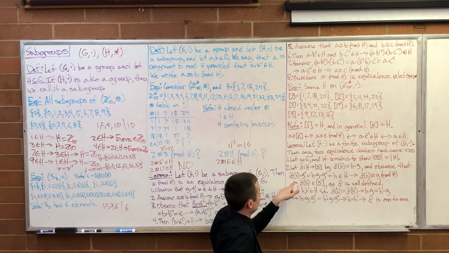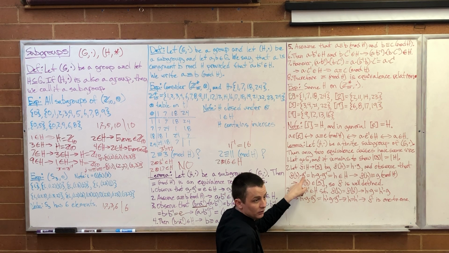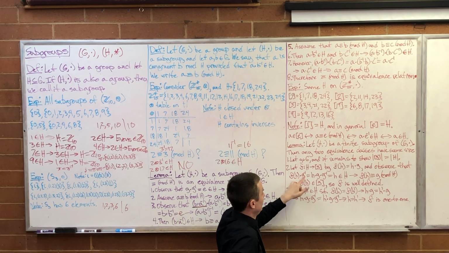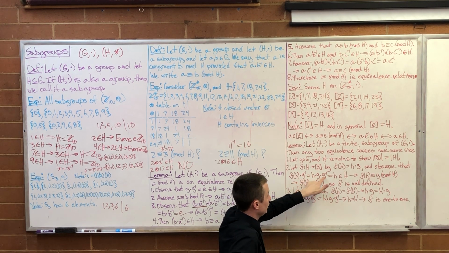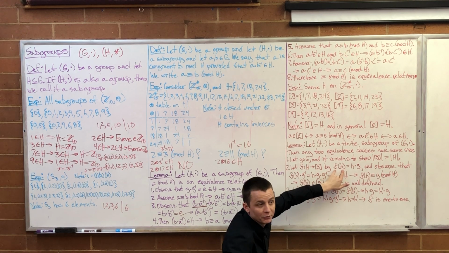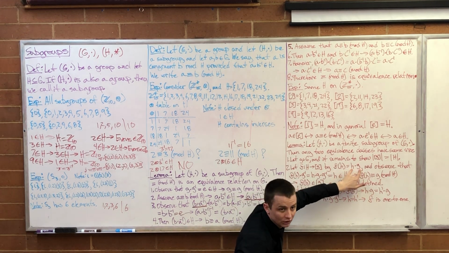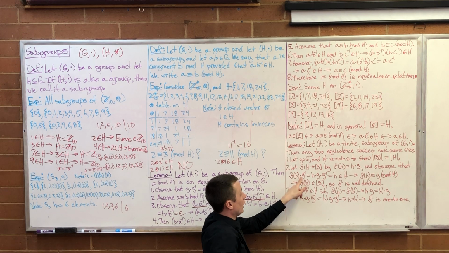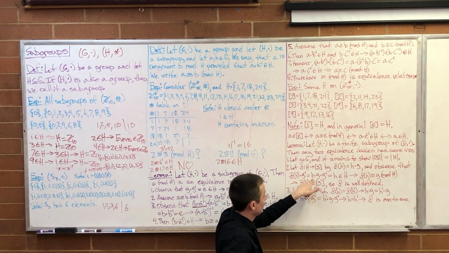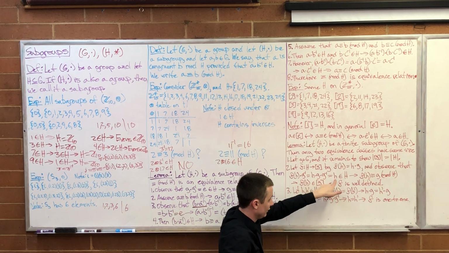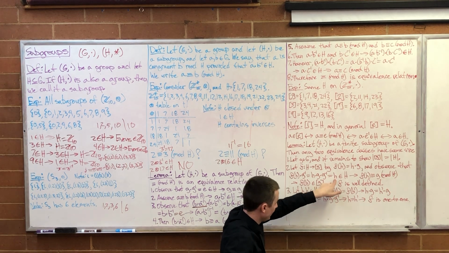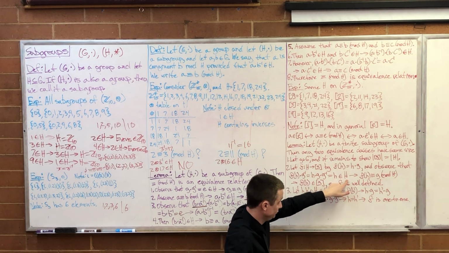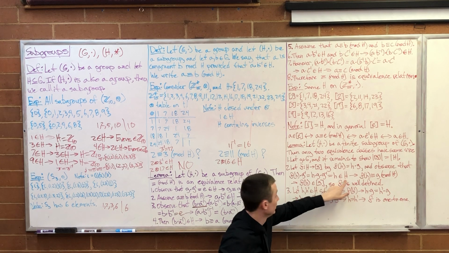And observe that f of h times g inverse is what? I'm defining f of h to be h times g. So f of h times g inverse is h times g inverse, which is h. h is in big H. How do I know little h is in big H?